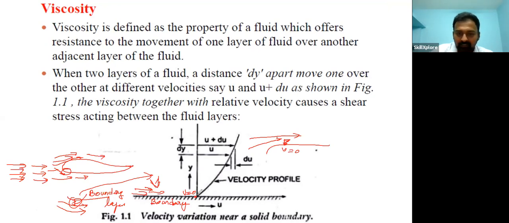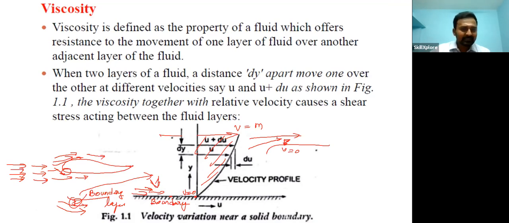Here the velocity is zero. Here it is increased to some point. Here it is increased further. Here it is at the maximum point. So at some point velocity is zero, at some point velocity is maximum. This velocity variation with respect to the distance from the surface forms a gradient. This particular area is called a gradient of velocity. This gradient will explain the relation between the surface and the flowing fluid.